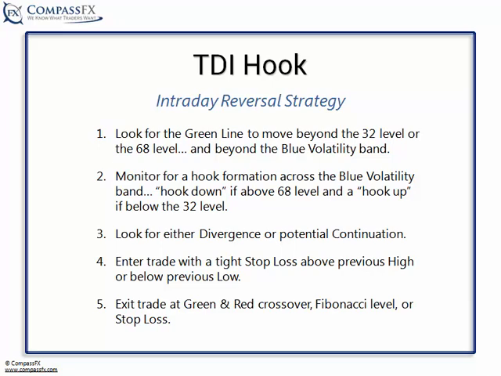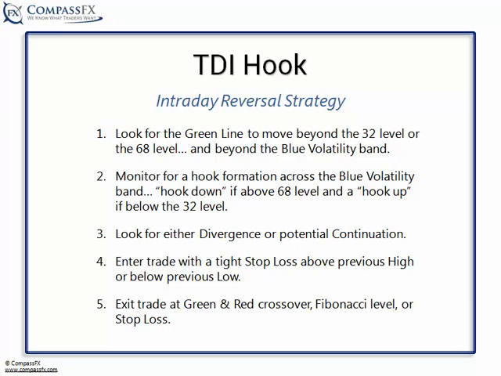And we're going to monitor these hook formations. Again, a hook down if we're above the 68 level, or a hook up if we're below the 32 level. We're going to look for divergence or potential price continuation. If we get divergence, just be aware that sometimes the divergence is just a slight pullback, and then the market will continue in a direction. What we're looking for is a true reversal. So just be aware that we might get an alert, we might get a TDI hook indication, but the market may not be done just yet moving in that direction.